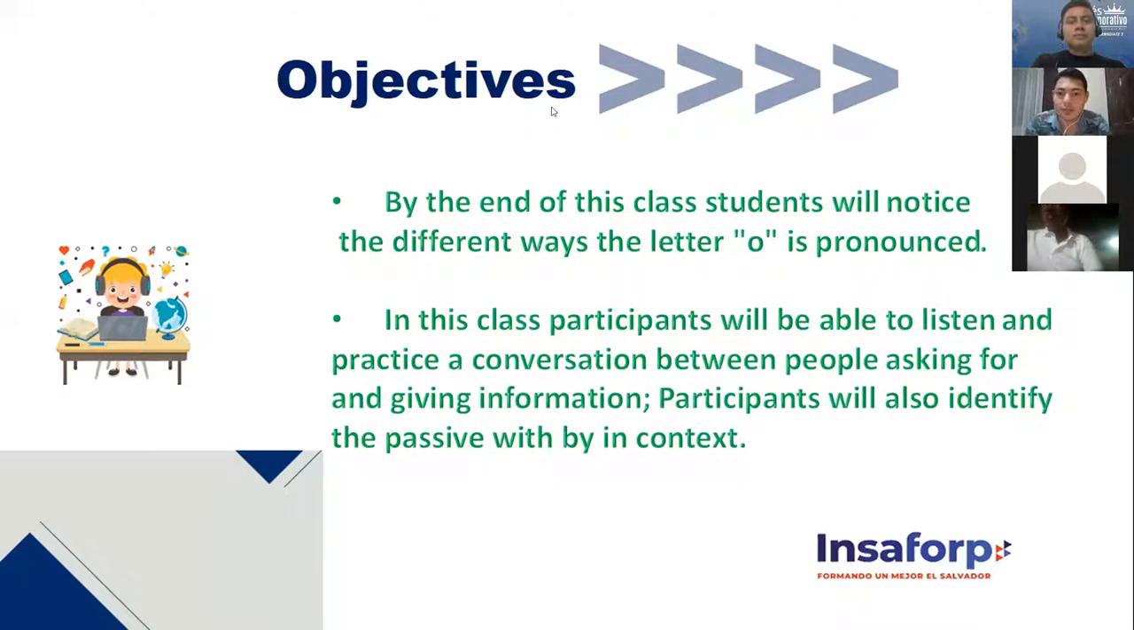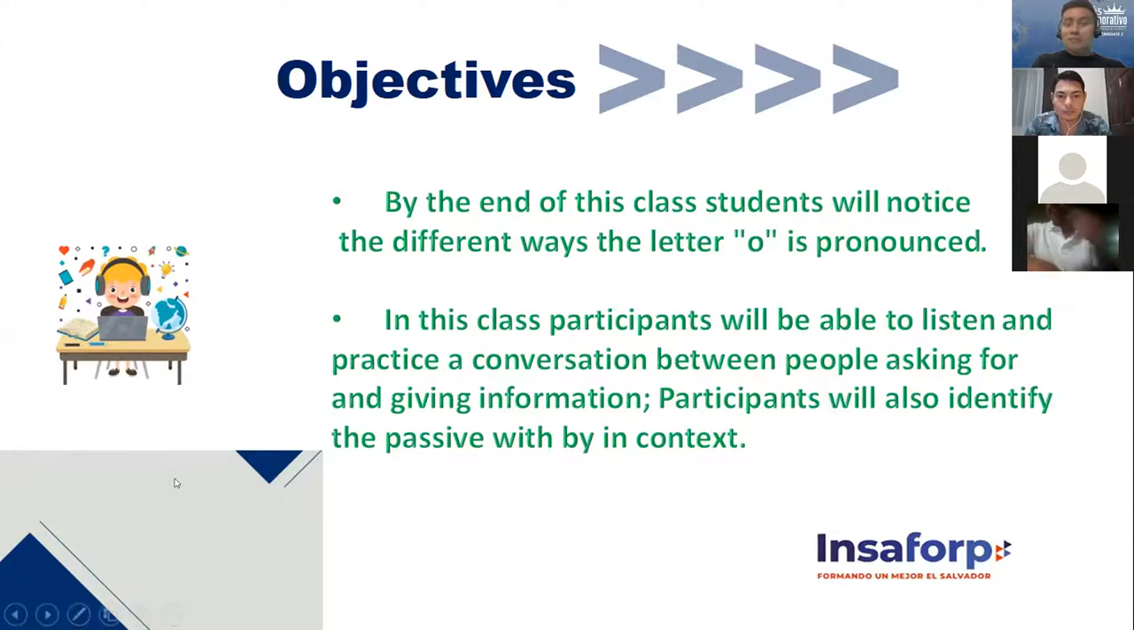By the end of this class, a student will notice the different ways the letter R is pronounced. Okay, thank you so much. And Heidi, please help me with the second one. In this class, participants will be able to listen and practice a conversation between people asking for and giving information. Participants will also identify the passive with by in the context. Thank you so much. Yes, we're going to practice one conversation in which we are going to identify the present passive voice, okay? That's gonna be it.